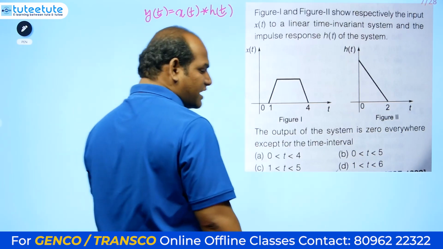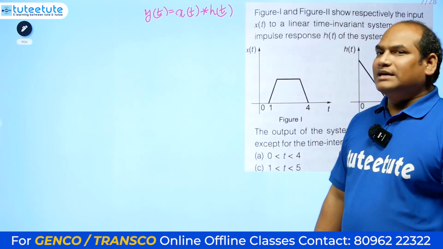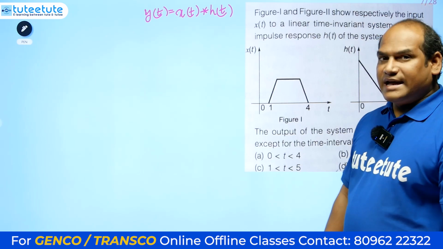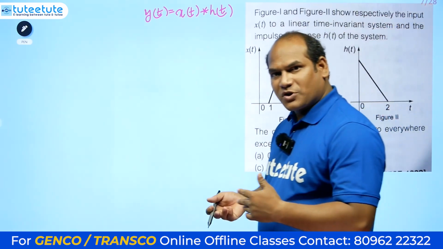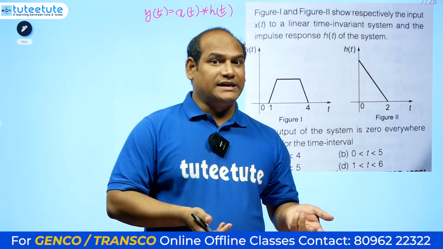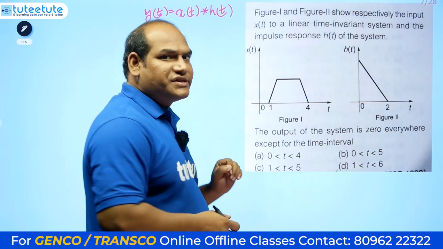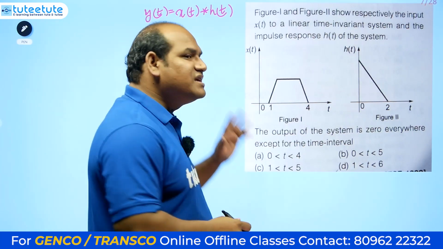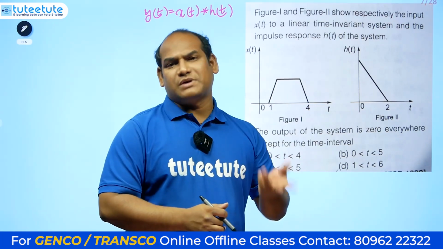So y of t is equal to the convolution between input x of t and impulse response h of t. But here they are not asking about the waveform of y of t or the signal y of t completely. Here they are asking only for the time duration for which this y of t is non-zero, or in which time interval this y of t exists. That is what they are asking.